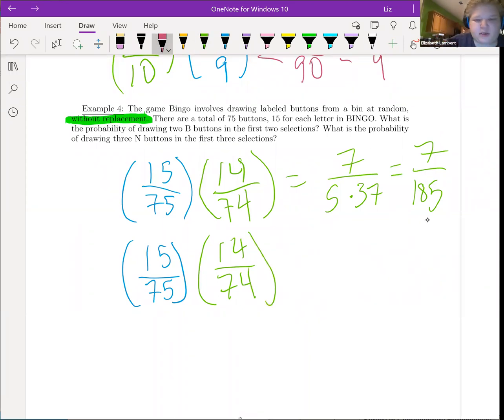And now our third one coming out. So 2 of the 15 are gone, leaving us with 13. 2 of the total are gone, leaving us with 73. So we multiply the tops, multiply the bottoms, and get a very disgusting result. Whatever 7 over 185 is times 13 over 73. Ugly numbers.